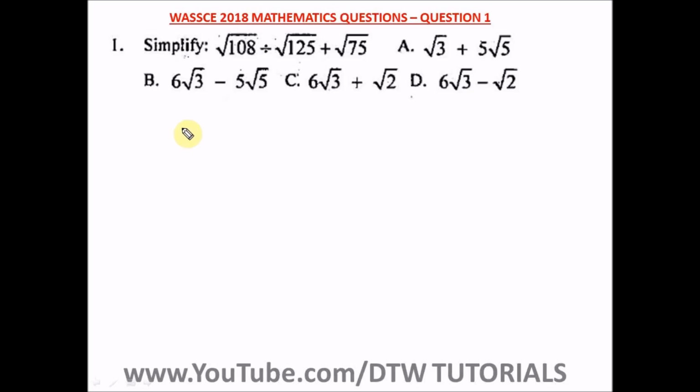Question 1 of the WASSCE 2018 Mathematics Past Question, that is your WAEC 2018 exams. It says simplify the square root of 108. This is not a division, this is a plus. Then plus the square root of 125, plus the square root of 75. Okay, so this is a surd.